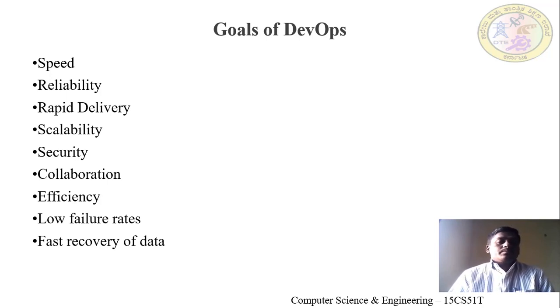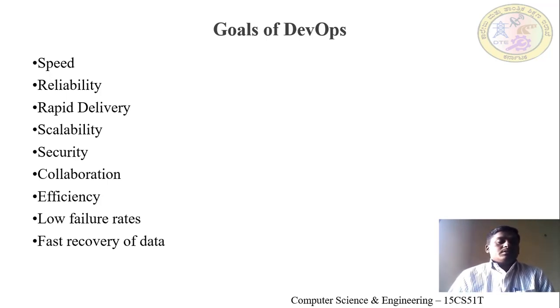Next, security. The main goal of DevOps is to provide high security for the applications. They use different types of firewalls and different encryption methods, advanced encryption and decryption methods. If you use the concept of DevOps, it gives high security for the particular applications.